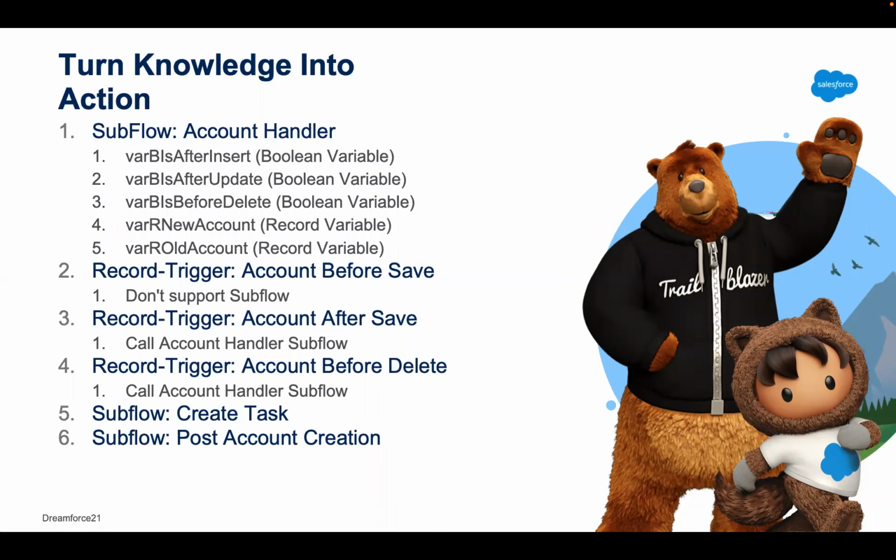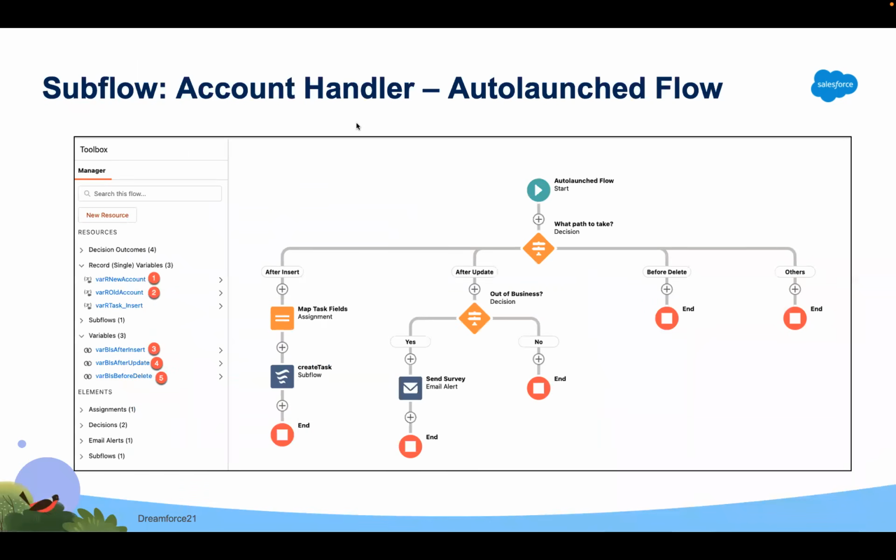create record trigger flows: before save, after save and before delete. And then we are going to call a handler, which is nothing but my subflow, account handler. Okay. And then you can have as many subflows as you want and call them in that handler. So first, this is the handler, account handler, which is an autolaunched flow.